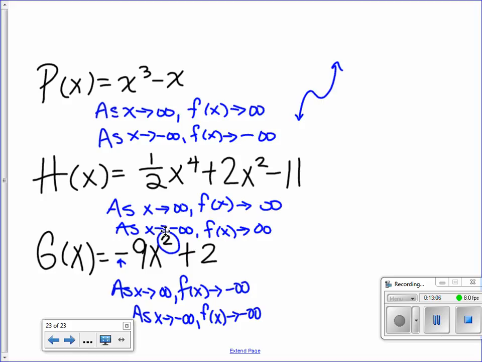And you just sort of picture it. If it's a negative even, it's going to be down. If it's positive even, it's both up. You just sort of picture it in your head. You do have to memorize what positive and negatives, even and odds, look like.